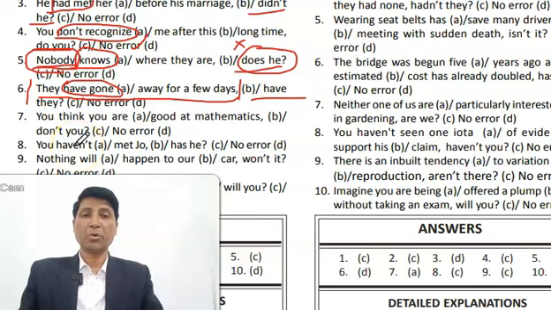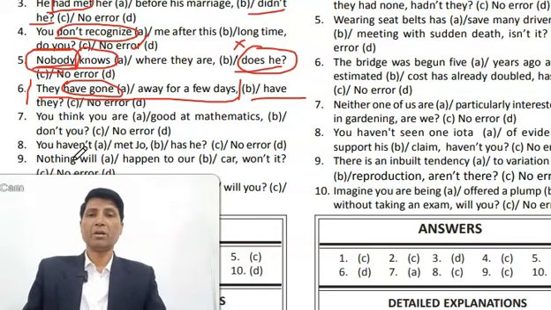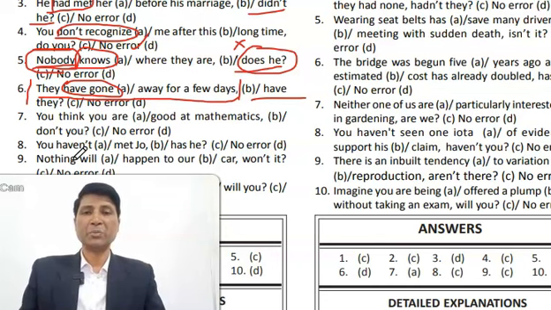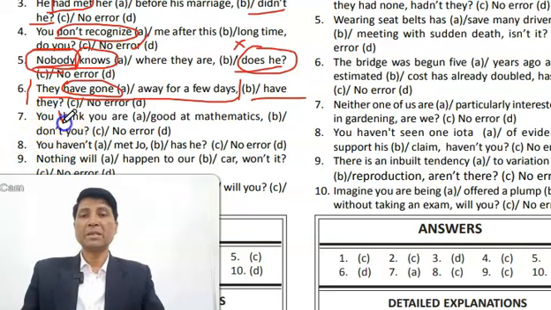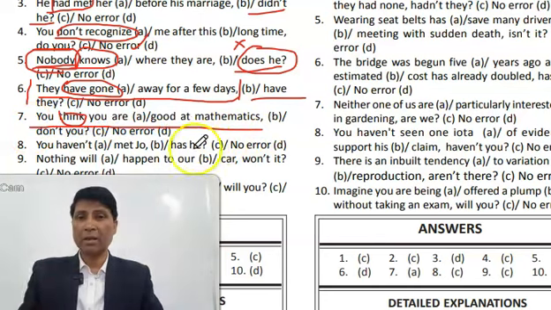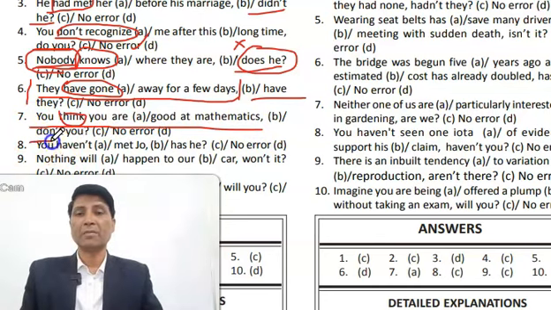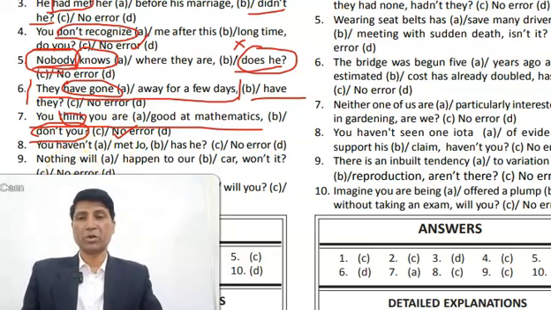You think you are good at mathematics, don't you? So here the given form is in the simple present tense and the main statement is also positive. That means my tag should also be in the simple present tense. It is, and it is negative also. So it does not contain any problem. The statement is 100% correct. Moving on to question number 8.